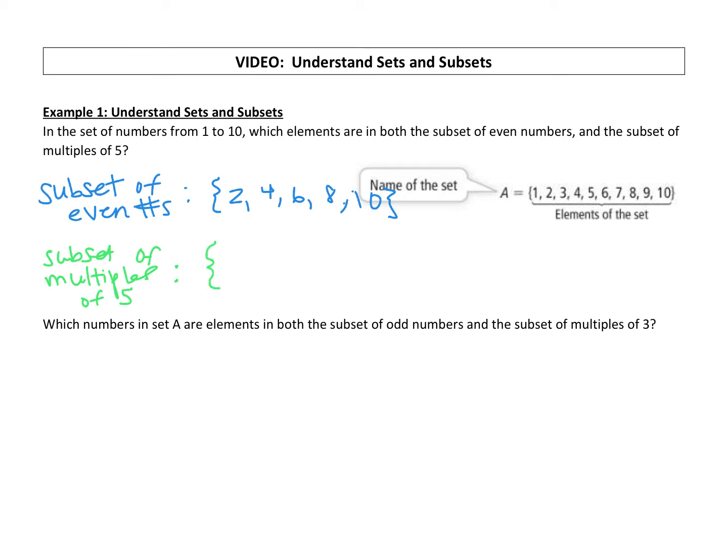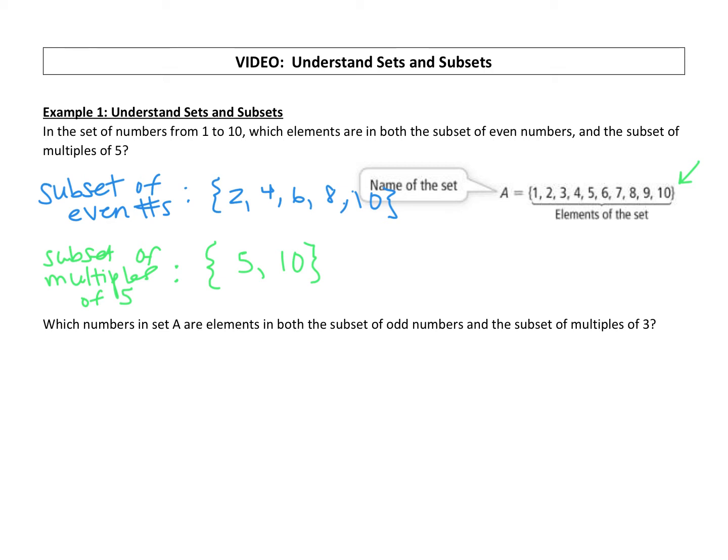Yeah, that bracket's a little better. So when you're doing multiples of a number, so let's say multiples of 5, you start with 5 times 1. 5 times 1 is 5. The next multiple of 5 is 5 times 2, which is 10. 10 is in our set of numbers. 5 times 3 is 15, and our set of numbers only went to 10. So there are only 2 numbers in the subset of multiples of 5.